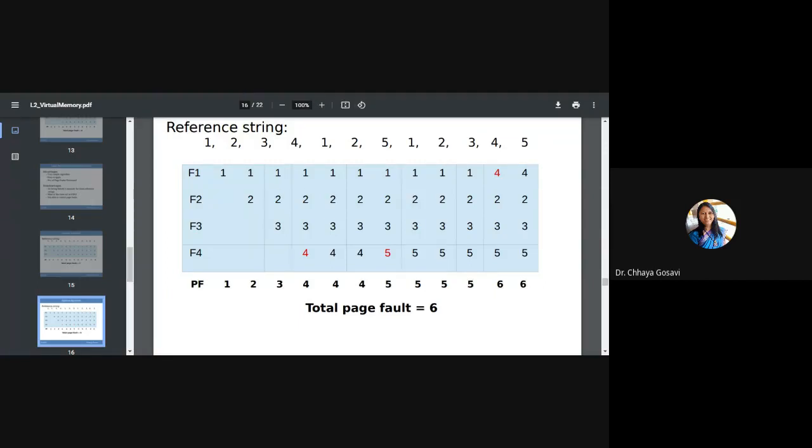What can be the disadvantage of optimal algorithm? Anyone? Can you guess? We need to check in the future, like even when the current reference string is not already called, we'll have to check a few steps ahead in the future to see which one comes last.